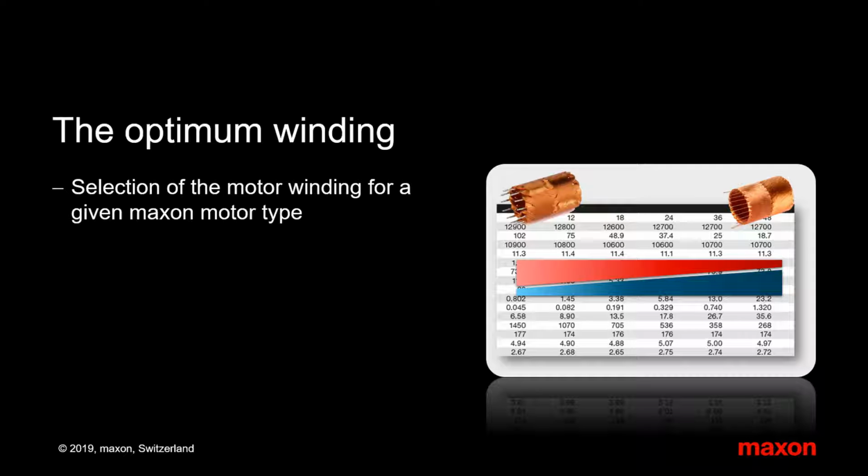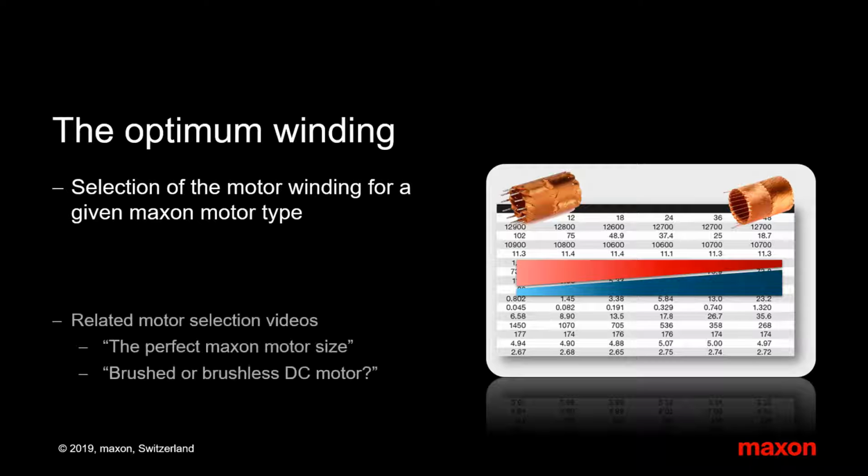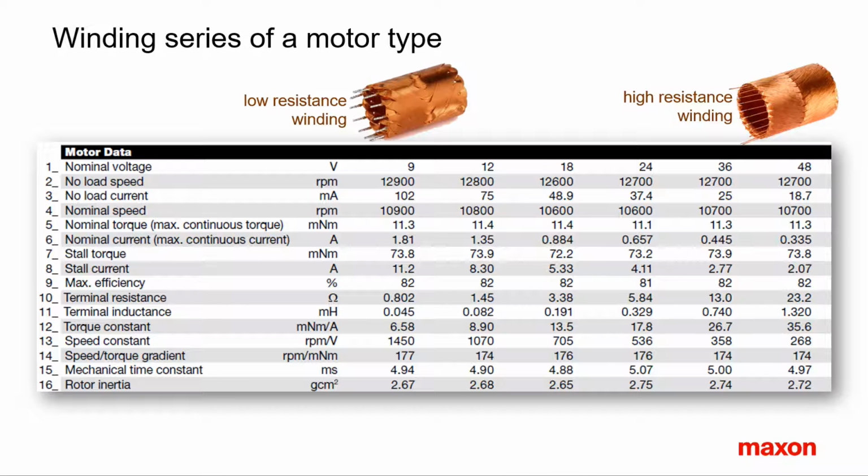This tutorial shows you how you can find the optimum winding for a maxon motor. Starting point is a given motor type that has been selected previously according to speed, torque and service life considerations. Please refer to the corresponding maxon selection videos for more details. For a given motor type, you can choose between different windings.